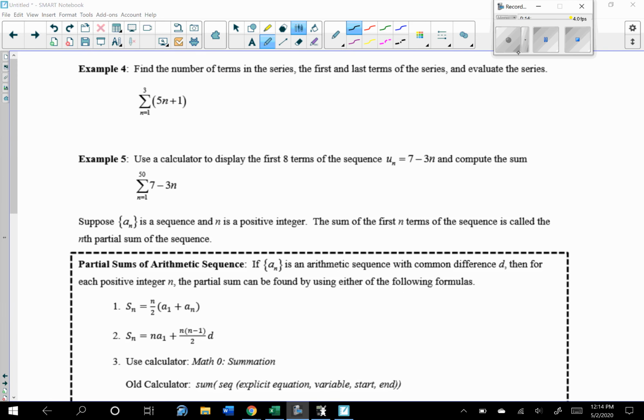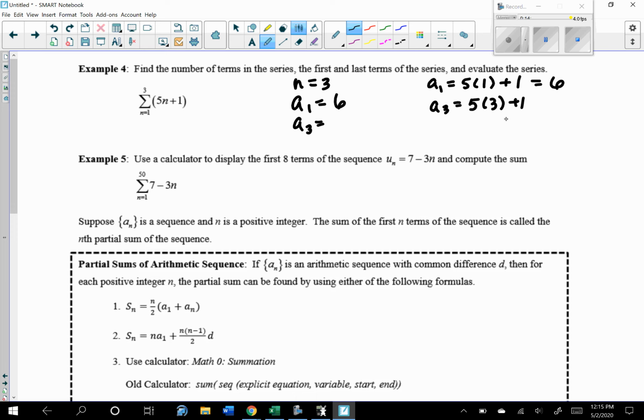Example 4 says to find the number of terms in the series, the first and last terms, and then we want to evaluate. So for this, the number of terms in the series, of course, is that upper limit 3. So n is equal to 3. The first term we could find by plugging 1 in for n. So in this case, we have a sub 1 equals 5 times 1 plus 1. So that's 5 plus 1, which is 6. And the last term would be a sub 3 because there's only 3 terms if n is 3. So a sub 3 equals 5 times 3 plus 1, so 15 plus 1.